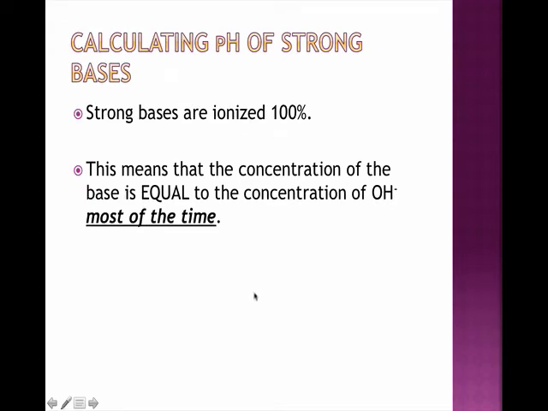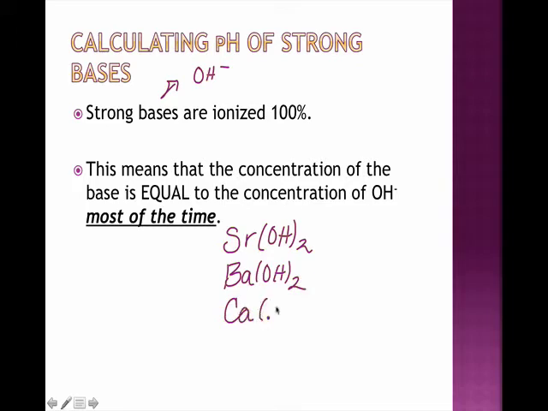Just like your strong acids ionize completely, so do your bases. Strong bases are ionized 100% of the way. And remember, you can recognize your strong bases because they have the hydroxide in them, and that's how you're going to pick them out. This means that the concentration of the base is equal to the concentration of the hydroxide ion most of the time. This does not work for strontium hydroxide, barium hydroxide, calcium hydroxide. Anywhere where you have this 2 right here, you can't do it.